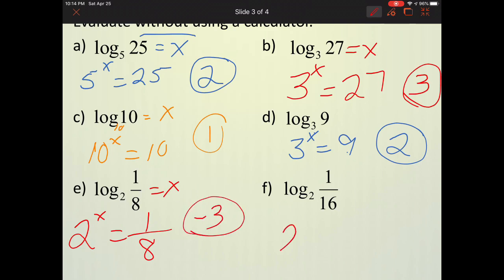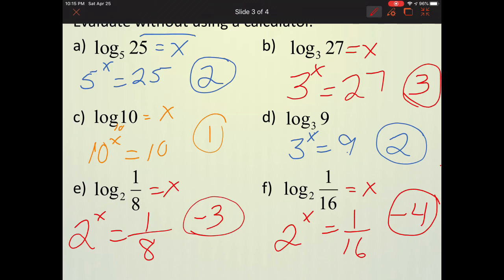So you go ahead and do this one. Let's say it equals x. 2 to the x equals 1/16. So what do we see here? 2 to the what is 1/16? Go ahead and try it out. And the answer is negative 4, because 2 to the negative 4 is 1/16.